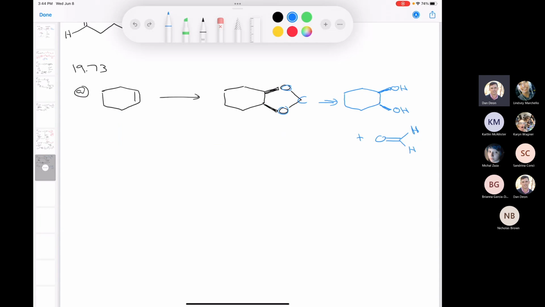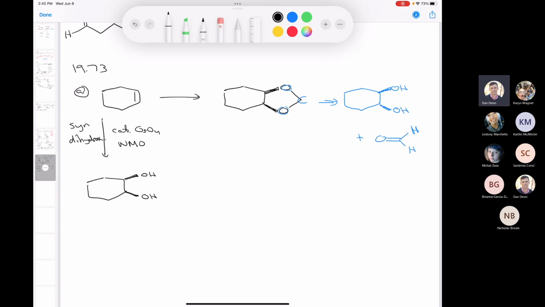You have to do a syn dihydroxylation on an alkene. Does anybody remember any conditions to do a syn dihydroxylation on an alkene, or their favorite conditions to do syn dihydroxylation? Catalytic amount of osmium tetroxide and NMO. Yep, sounds good to me. So syn dihydroxylation, yep, sounds perfect. So let's put here catalytic amount of osmium tetroxide. And then we put in NMO as our co-oxidant, N-methylmorpholine N-oxide. Perfect. That gives us the cis diol, which is added in a syn fashion, like that.